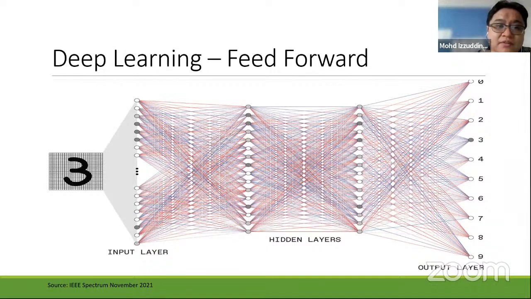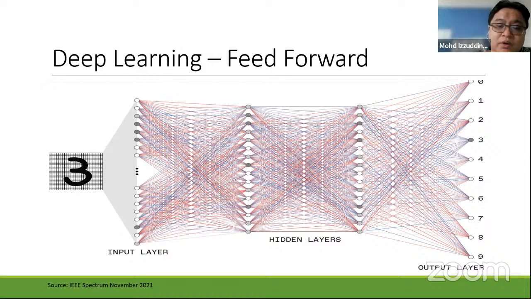Deep learning, the difference between deep learning and an artificial neural network is just that deep learning has more layers than a neural network. Basically, it's the same thing. Okay, so we have an input layer. For example, here we have an image of the number 3. Basically, we're just going to transform it into a 1D tensor, or just one matrix, and then it will be calculated as it moves to the hidden layer.